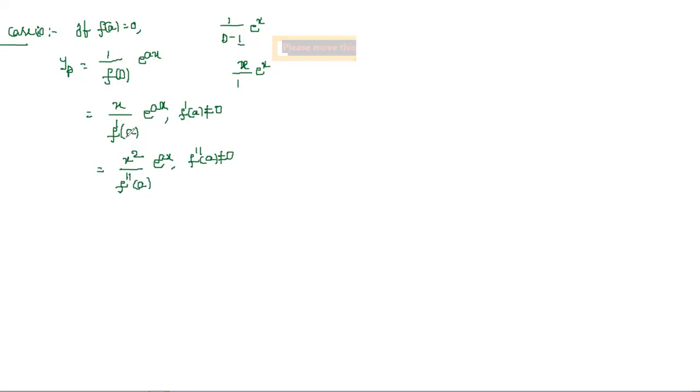Suppose after applying one derivative and substituting a in place of d, I am still getting 0. In that case, again we need to apply the derivative. But don't forget, here you need to write it as x square. Okay. And one more thing here. If you see it in your textbook, they write it like this: 1 by f of d into e power ax.